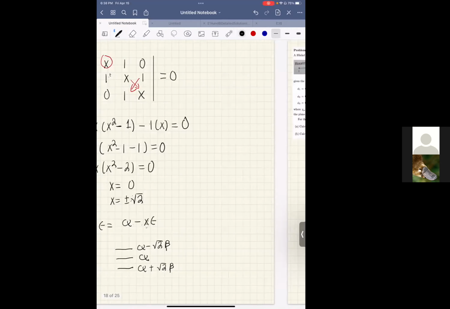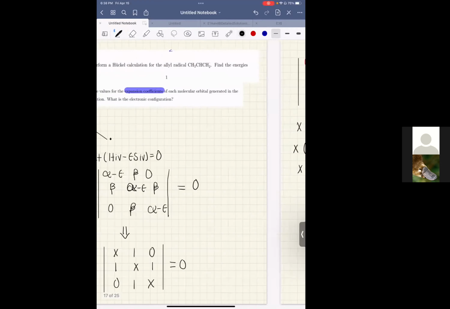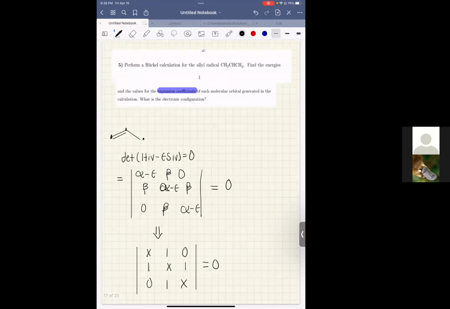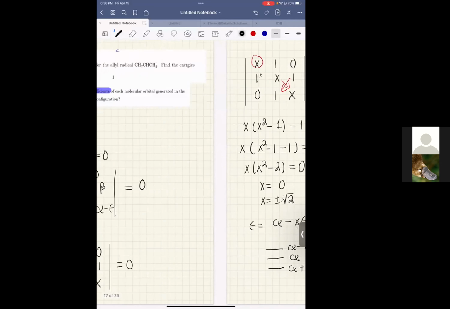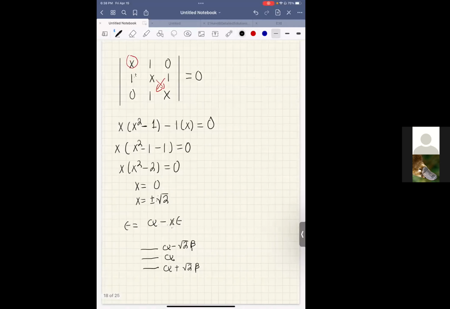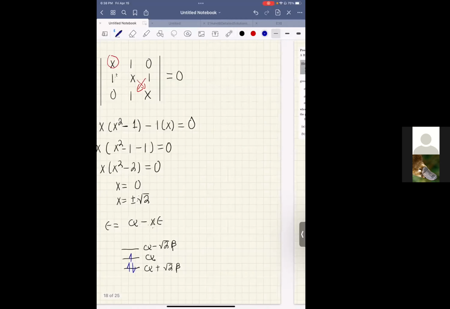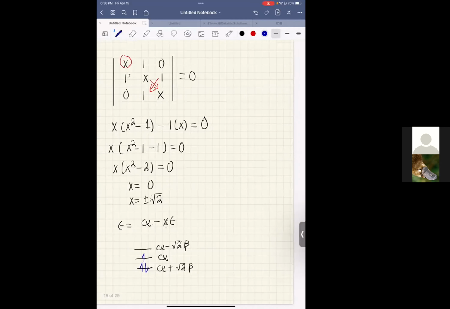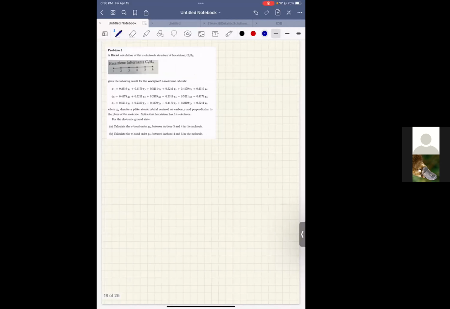Okay, from here, I think that was pretty much it. It's asking what the electron configuration is. Since there are 3 electrons conjugating in the system, this will just be 3 electrons, so it'll be 1, 2, 3. Okay, so that will be it. And it says calculate the pi bond orbital between carbon 3 and carbon 4.